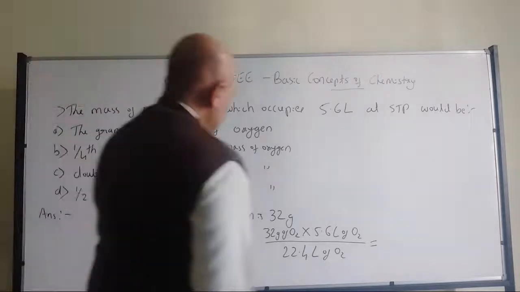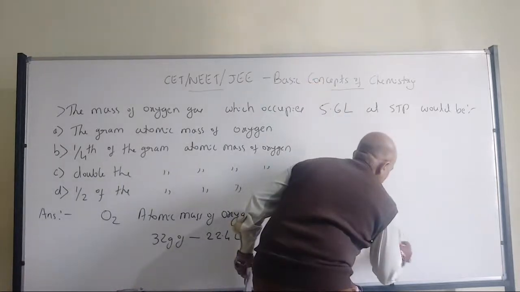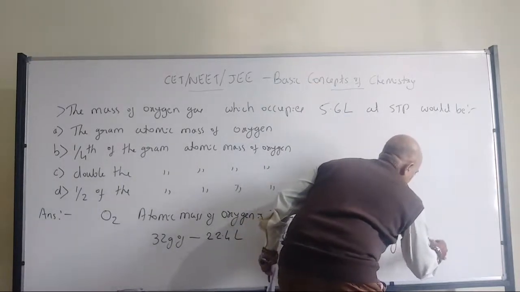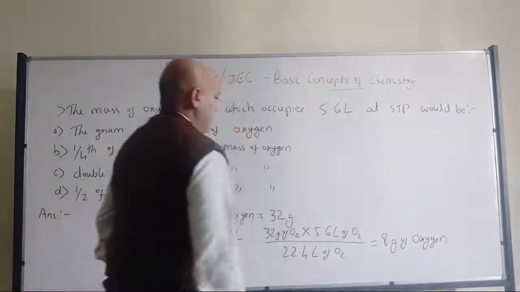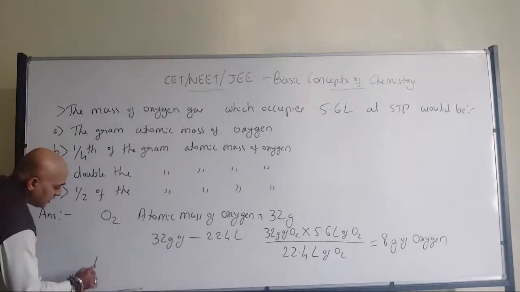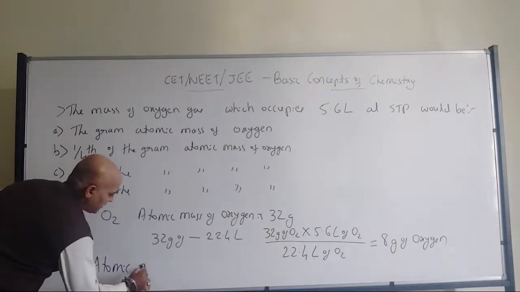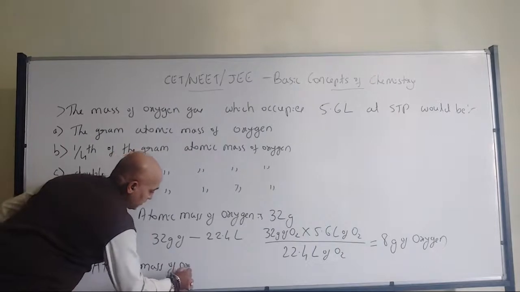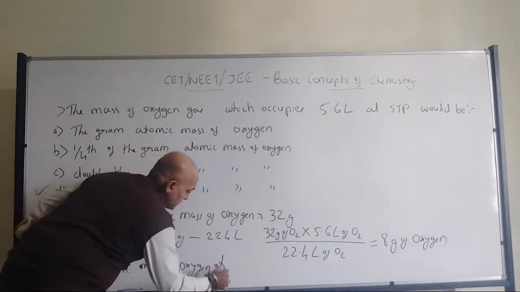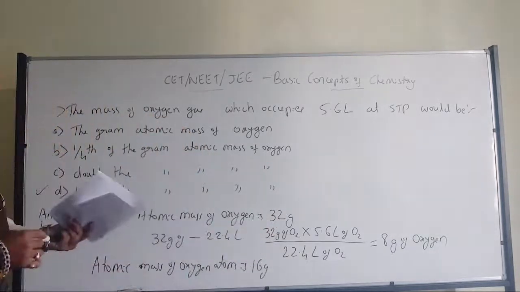So in that case, the answer will be, if I am right, 8 grams of oxygen. That is nothing but half of 16. Therefore, option D should be the correct answer because atomic mass, here it should be molar mass. Atomic mass of oxygen atom is 16 grams. So therefore 8 is half of 16.